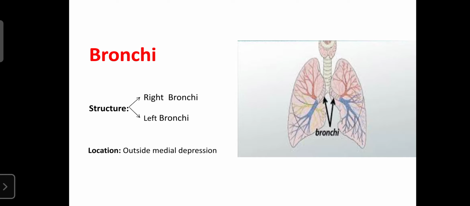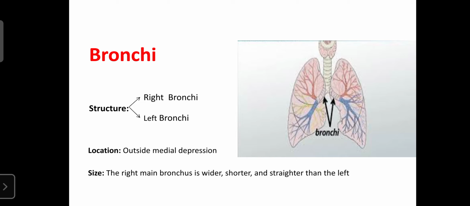Regarding location, it is just outside the medial depression. The exact center of our body or chest is known as the medial region. On either side we have a certain depression, and that depression is the exact location of the bronchi. Regarding the size, the right bronchus is wider, shorter and straighter than the left.